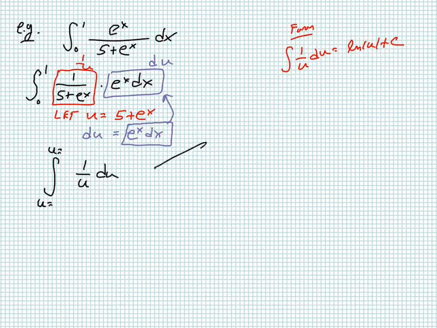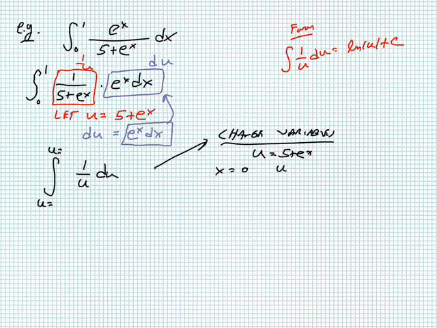Okay, so now I'm going to change my variables. And so I know that u is equal to 5 plus e to the x. So when x is equal to 0, which is my lower point on my interval, then u is equal to 5 plus e to the 0, which is going to be 5 plus 1, which is 6. And then when x is equal to 1, then u is going to be equal to 5 plus e to the 1, which is just 5 plus e. So I'm going to put that back over here on my definite integral.